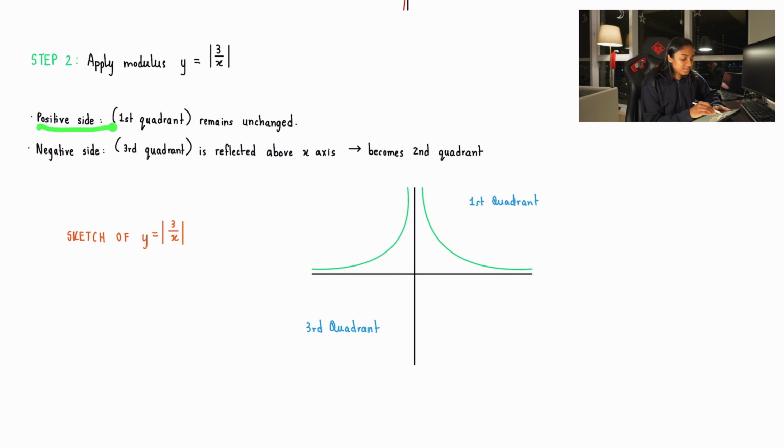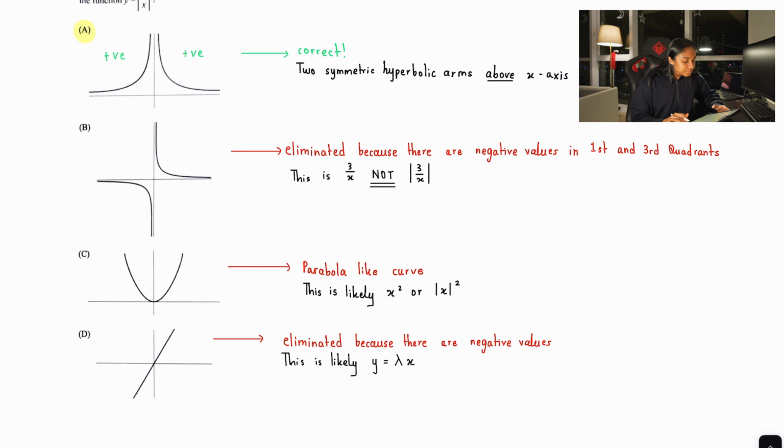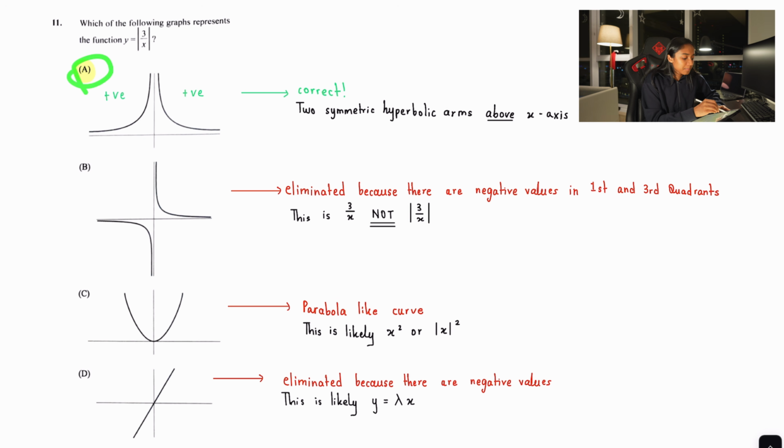So again, the positive side, the first quadrant remains unchanged. So if I put you through the modulus and you're having a good day and you're positive, nothing will happen to you. You will remain unchanged. But if you were negative in the third quadrant, I will send you to the second quadrant where you will be positive. Okay? So our answer becomes A, where this is positive and positive.